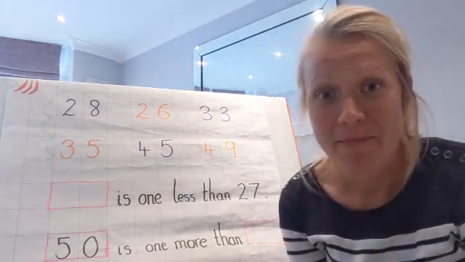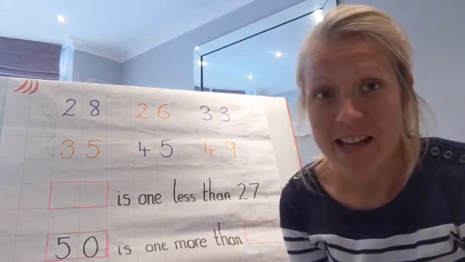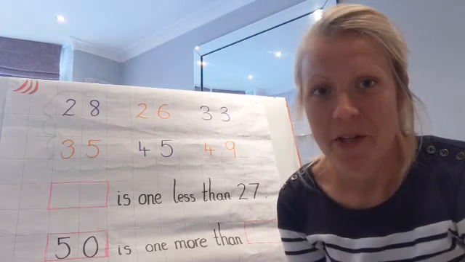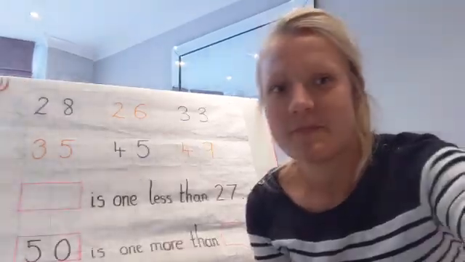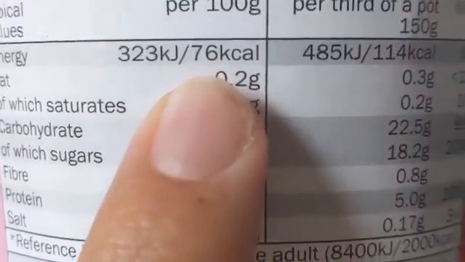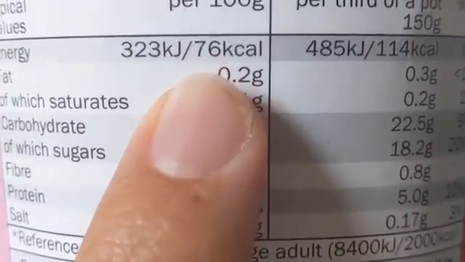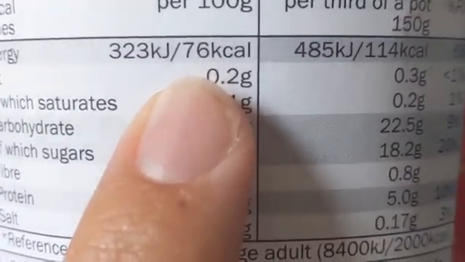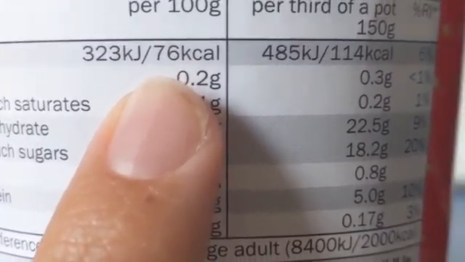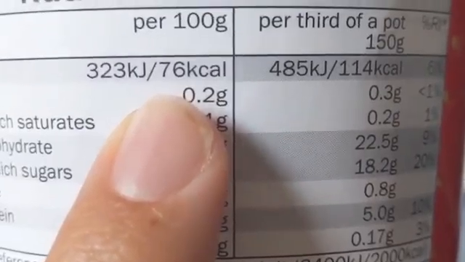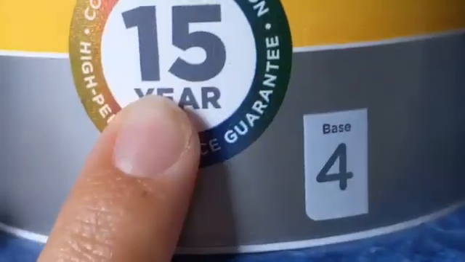Are you ready to watch me? I found lots of numbers around the house. See if you can find as many as me. Good luck. I found 76 on the yoghurt pot. One more than 76 is 77. One less than 76 is 75.